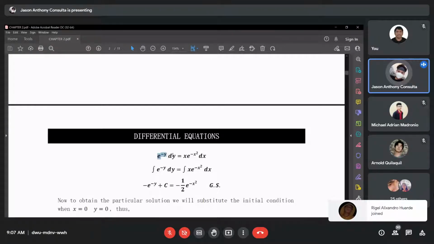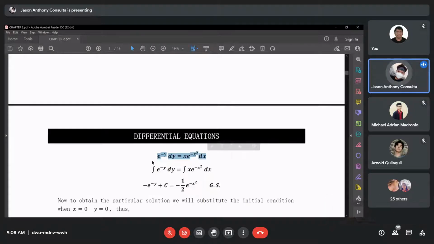So mapapansin nyo dito class, eto na yung form na a of x dx is equal to a sub y dy. Na-switch lang. So a sub y dy is equal to b sub x dx. Ito na yung form na yun, okay? So, pag sabi dun sa discussion kanina, when we have this form, we can now easily integrate. Okay? So, when we have this, integrate both sides. Then, we have the general solution. So, the general solution, we have c. Okay? Meron na tayong arbitrary constant na c.